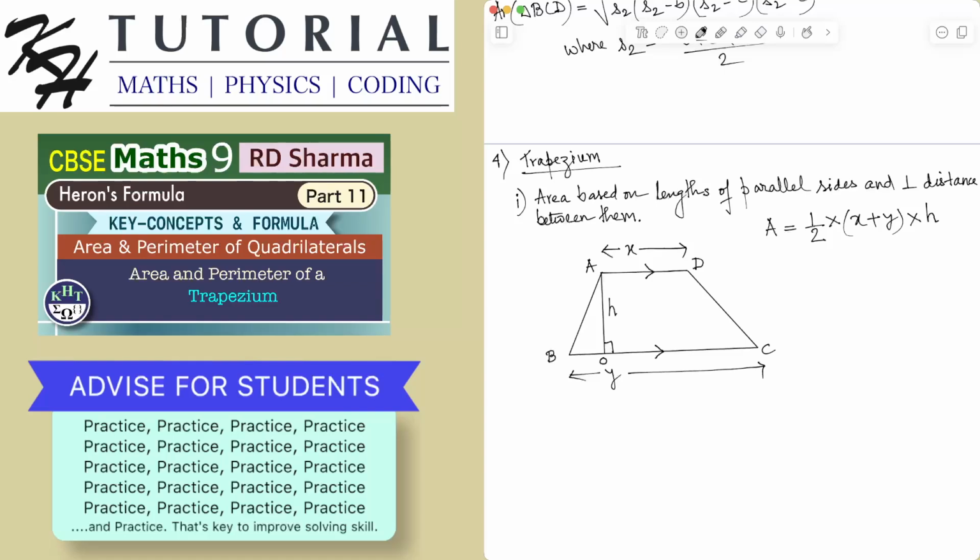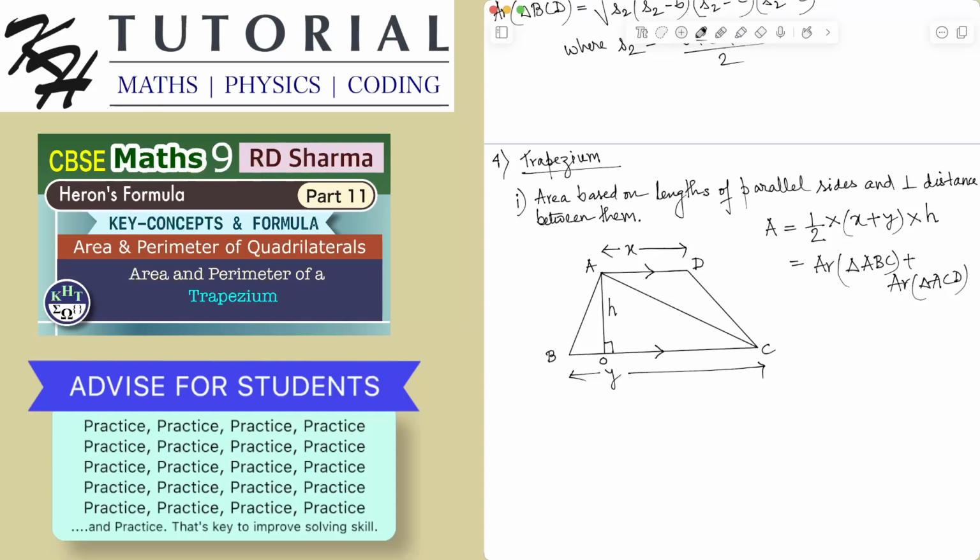It is based on the area of triangles. If I join A and C, the diagonal AC, then AC is the diagonal of this trapezium ABCD. Now, we can say that the area of this trapezium is equal to the area of the triangle ABC plus the area of the triangle ACD, because the diagonal of a quadrilateral divides the quadrilateral area into two triangles.